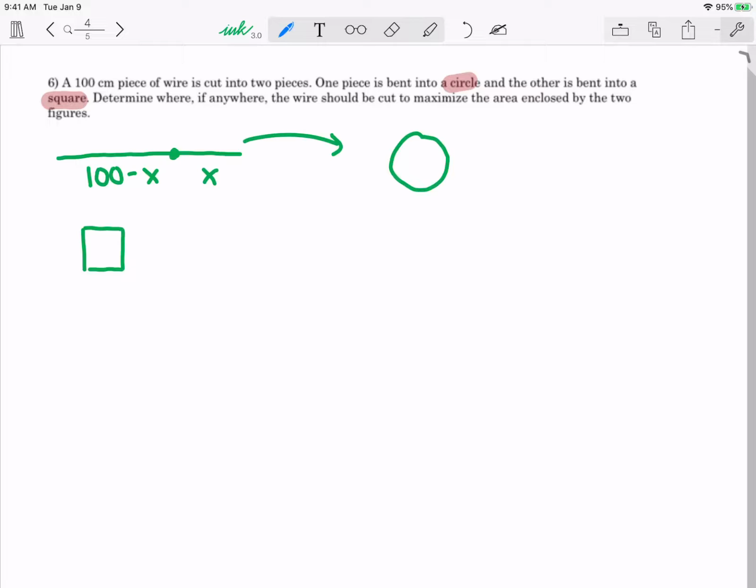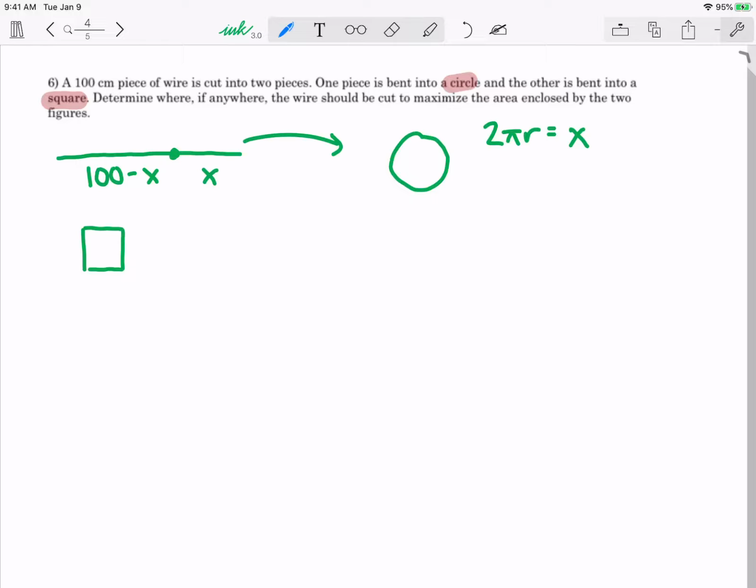They become your perimeter. So perimeter of your triangle, your square, your rectangle, whatever shapes it's cutting into, these pieces become our perimeter, which in the case of a circle is circumference. So circumference we write as 2 pi r. So that will be equal to the length of x that I took from that wire.